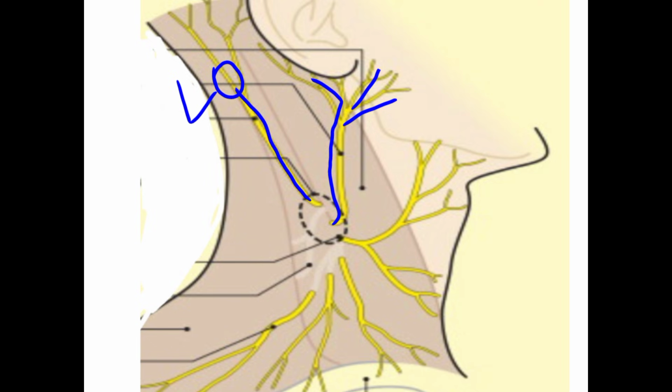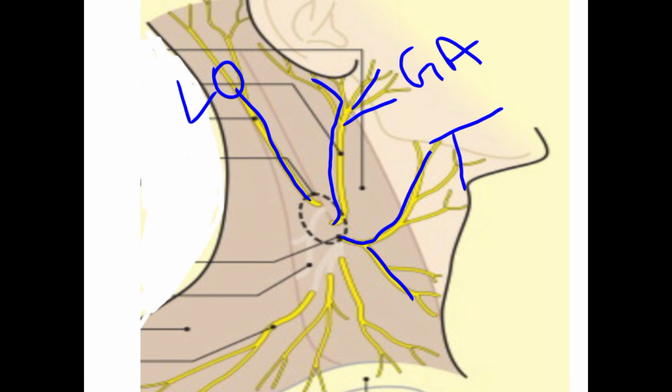This is the great auricular branch. The root value is anterior primary rami of C2 and C3. And this is the transverse cutaneous nerve which divides into upper and lower division. Its root value also is C2 and C3. And these three are supraclavicular nerves, C3 and C4 fibers.